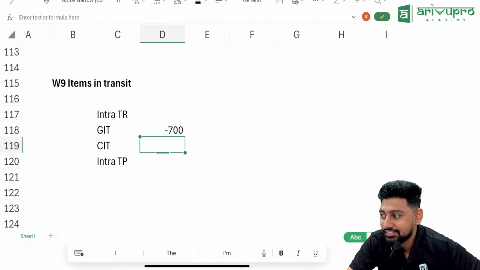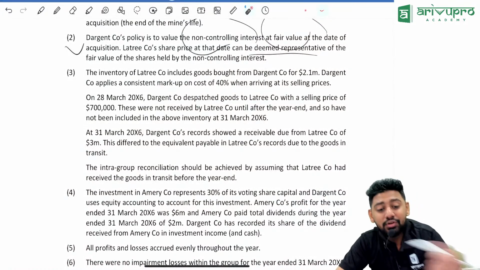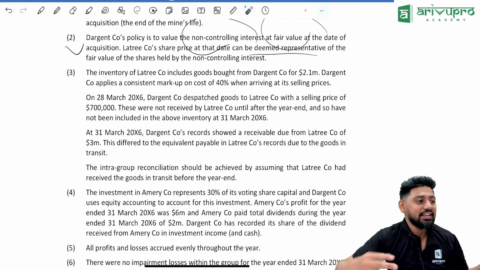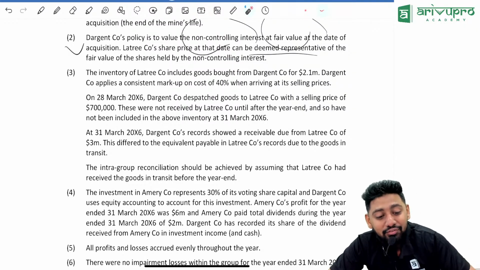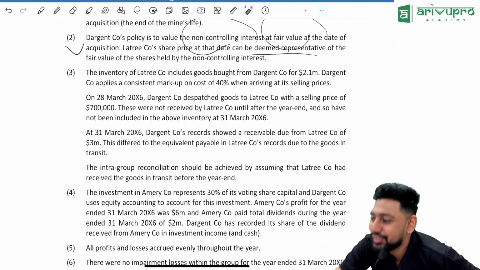That's it. Okay, let's read. These were not received by L. Okay, these were not received. Means it's goods in transit. One party has sent, the other party has not received. And so have not been included in the above inventory. So it's not included in the above inventory. What should you do? You have to include it.